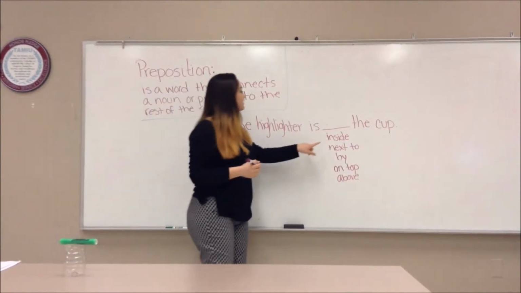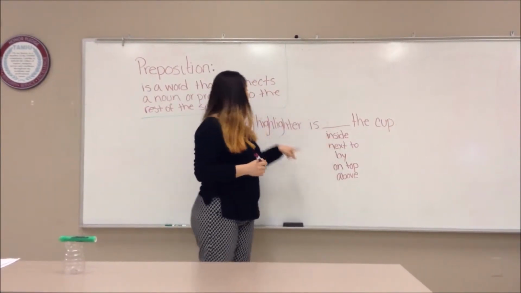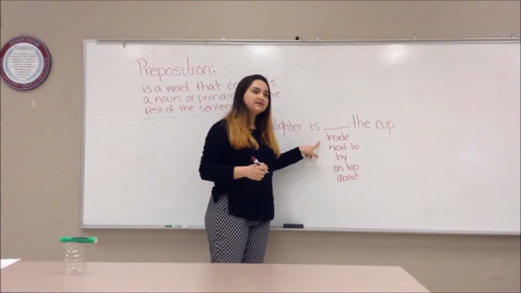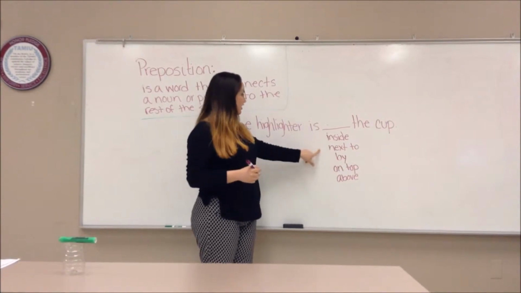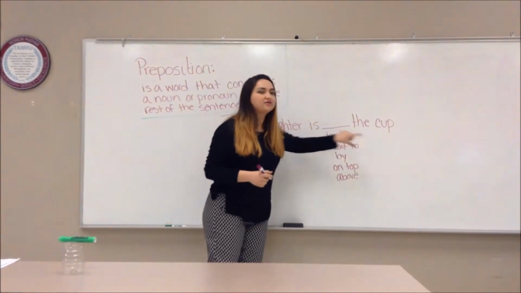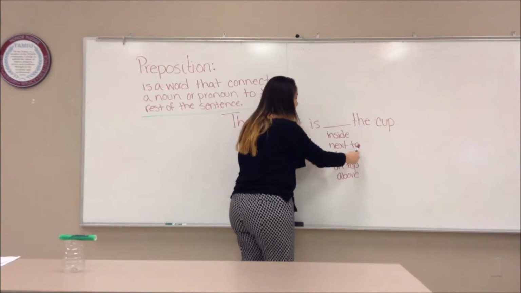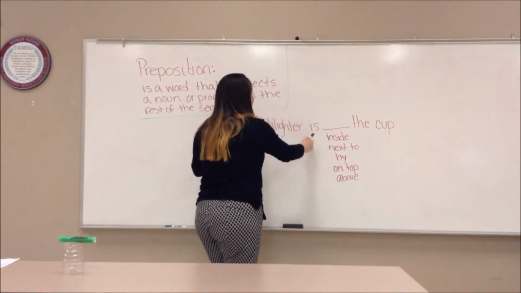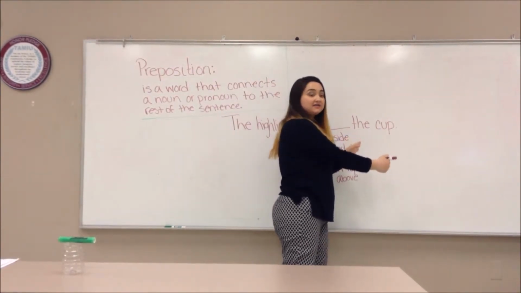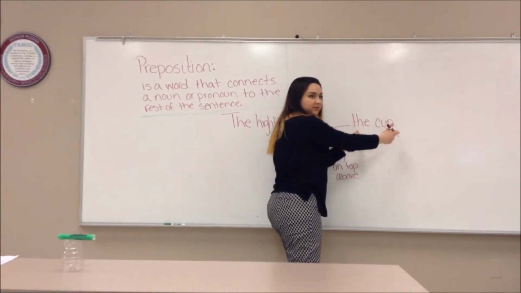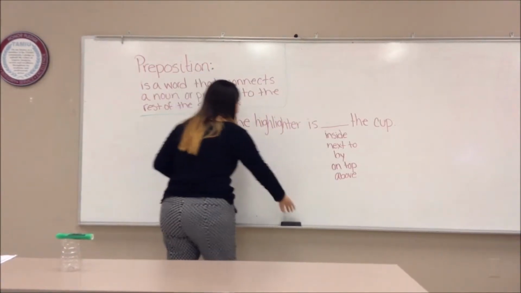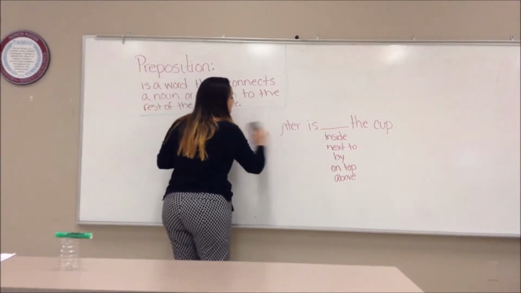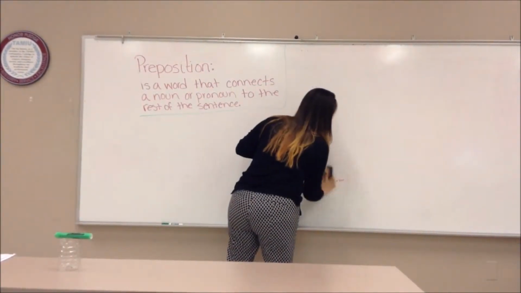So for example here, inside helps us connect the highlighter and the cup. Where's the highlighter at? Inside the cup. Again, where's the highlighter? Next to the cup. So inside, next to, by, on top, above, help us connect the highlighter with the rest of the sentence, which in this case is the cup. Yes? Okay. Any questions? Not yet? Alright.